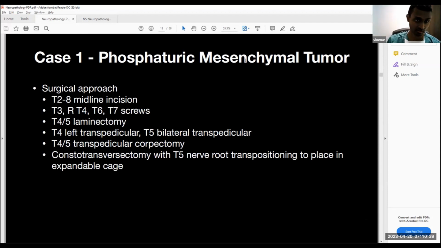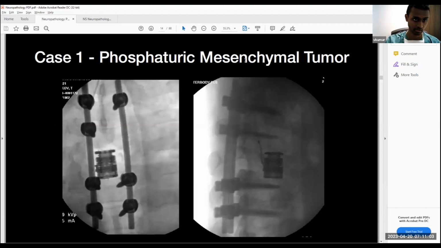Exposed T2 to 8. The screws could be put in on the right side at T4, and then bilaterally T3, 6, and 7. But like you said, T4, 5, laminectomy, transpedicular decompression, corpectomy at that level. And then in terms of actually putting in the cage, by taking a little bit of the rib head along with the T5 nerve root, and moving the T5 nerve root, you can slide in the cage posterolaterally.